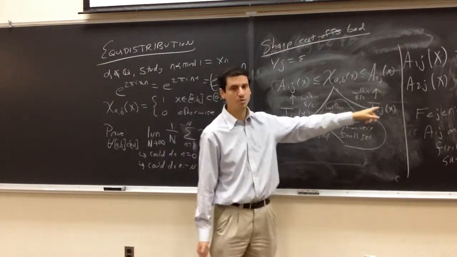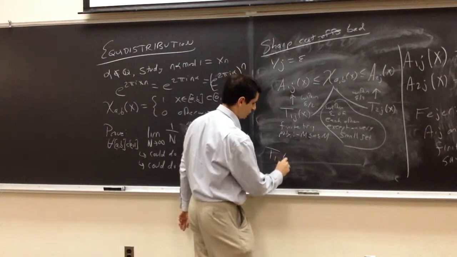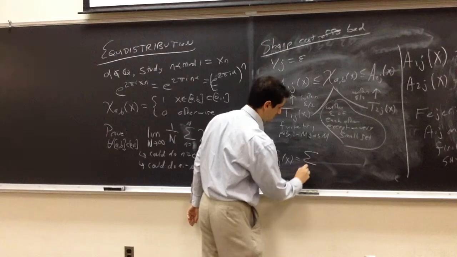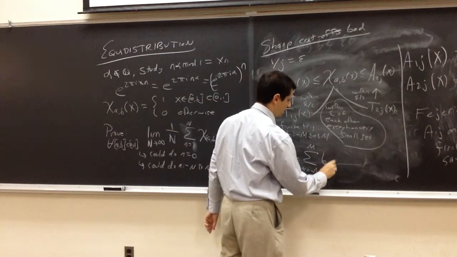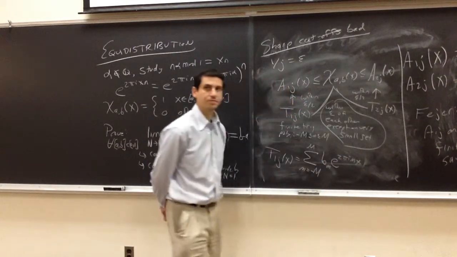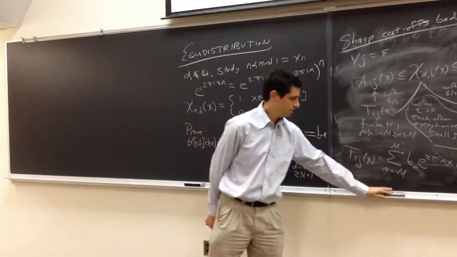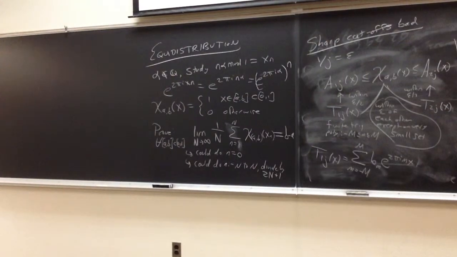Now we have these trig polynomials. And so now maybe t1j of x is the sum, m goes from minus M to M, of bm e to the 2 pi i mx. And this is where it would be nice to have like 5 more minutes. All right.